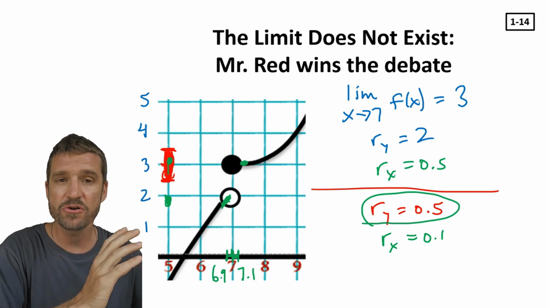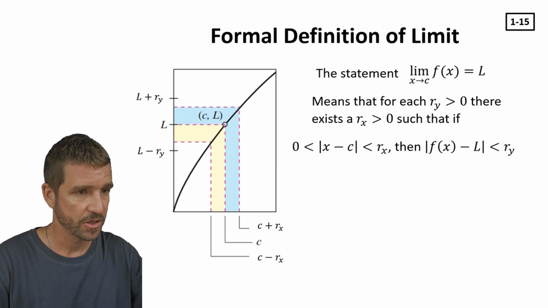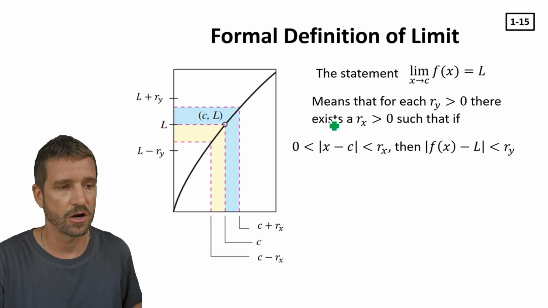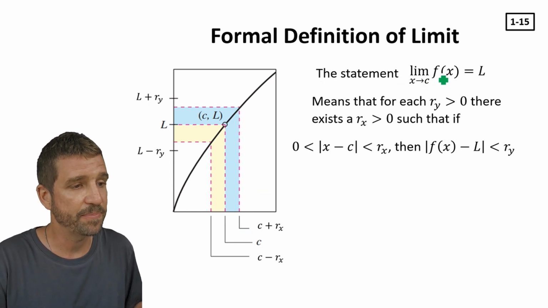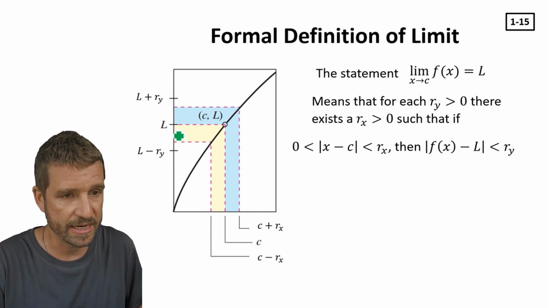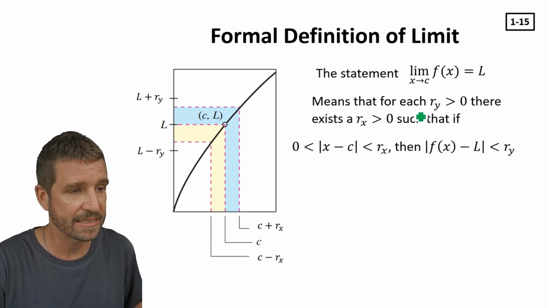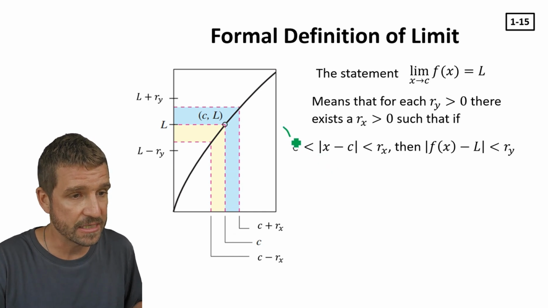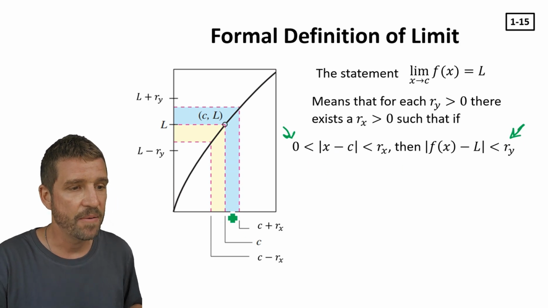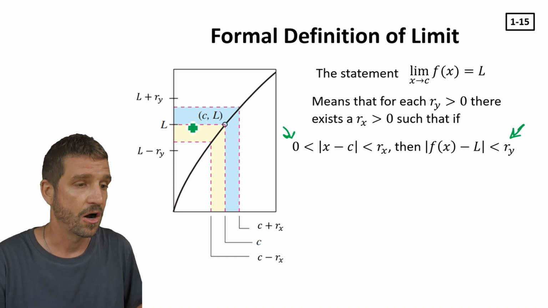So now that you kind of understand what's going on, let me explain the entire definition, okay? So, back to where we were. Now we understand a little bit about what's going on here with the r sub x and the r sub y. So the statement, the limit as x approaches c of f of x equals L, means that for every r sub y greater than 0, any r sub y that Mr. Red wants to give, Mr. Green can always give an r sub x such that if, okay, this line is a little bit difficult to understand. What it means is what I just said. If the x values lie within r sub x, then the y values will lie within r sub y.